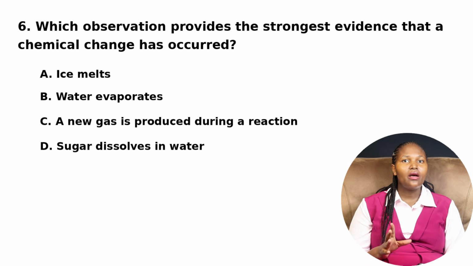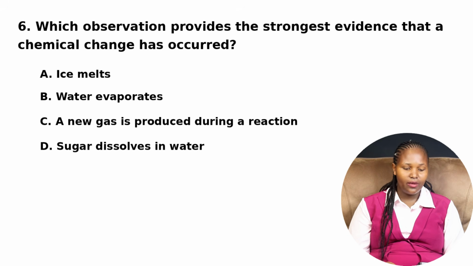Now, physical changes do not form new substances, but chemical changes form one or more new substances. It can be one substance or more. So that is why option C is very strong. And why are the others not correct? So we are going to look at A, B, and D. Why are they not correct?